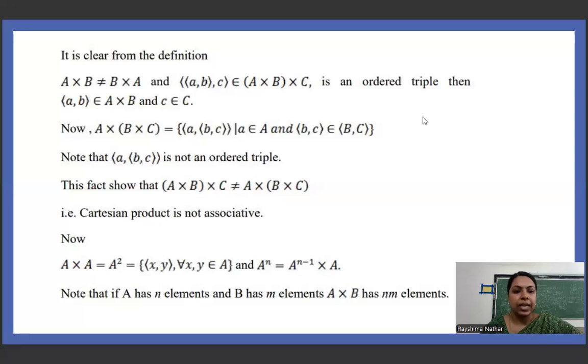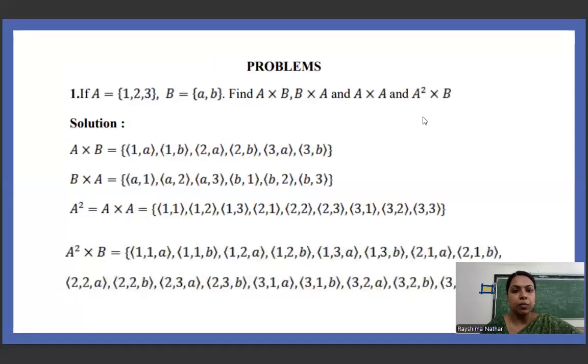Now, A cross A is represented as A squared. Each element of A is paired with each element of A, giving (x, y) for all x, y belonging to A. Also, we can form A to the power n as A to the power n minus 1 cross A. One more important note is that if A has n elements and B has m elements, then A cross B has mn elements.